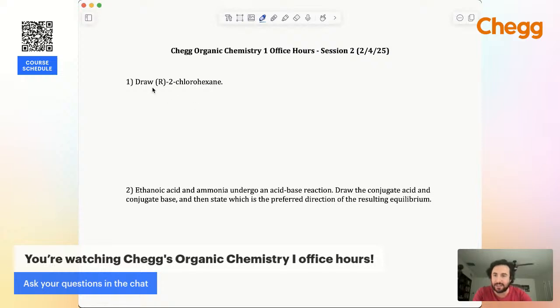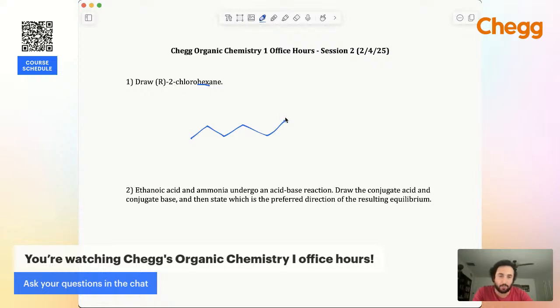So this first one says, draw R-2-chlorohexane. So the first part is easy. 2-chlorohexane, we can just draw that as we already know from the IUPAC nomenclature. So hexane, hex means 6. So let's draw 1, 2, 3, 4, 5, 6 carbons. Once again, every endpoint and vertex is a carbon atom. And then we have on carbon 2, a chloro group.